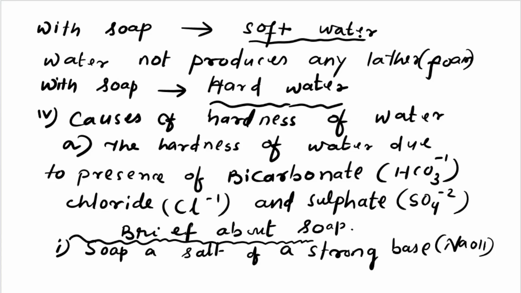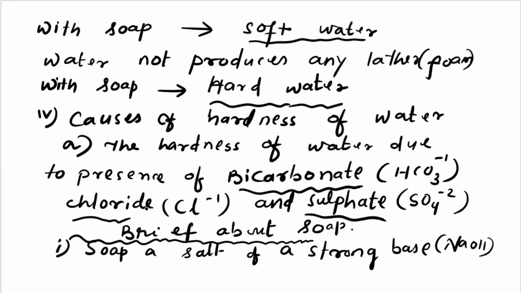Then what are soft water and hard water? Hard water means hardness of water due to the presence of salts: bicarbonate, chloride, and sulfate. That means sodium bicarbonate, sodium chloride, and sodium sulfate, potassium sulfate, like this. If these salts are present, it is called hard water, and soap never produces lather with hard water. But with soft water, that means if these salts are not present, it produces lather.